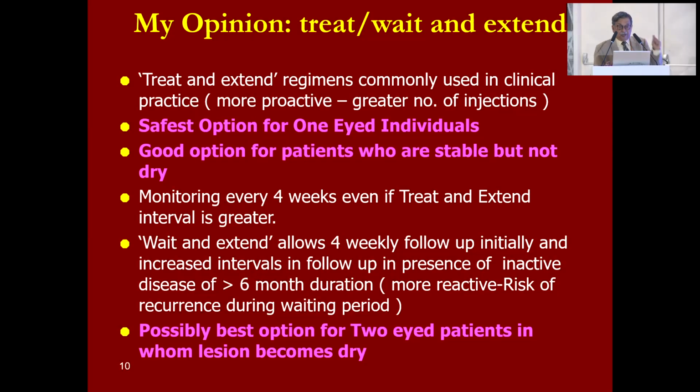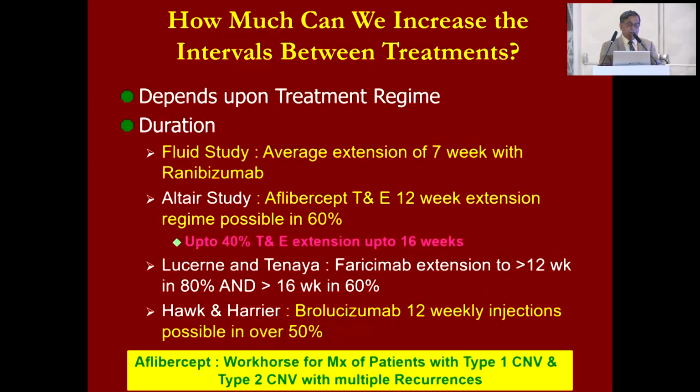Monitoring, but the difference is, I believe it's important to monitor every 4 weeks, even if the treatment interval becomes greater. So you monitor every 4 weeks, treat them with a treat and extend regime. The wait and extend is actually a way of monitoring and then extending in patients who become dry. And when they become dry, you can extend the interval between follow-ups slowly up to almost 3 months. But this is only after you have a lesion which is dry for 6 months or so. And this is possibly the best option for two-eyed patients in whom the lesion is dry.